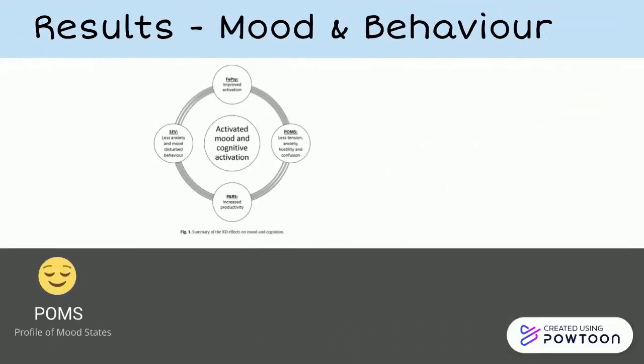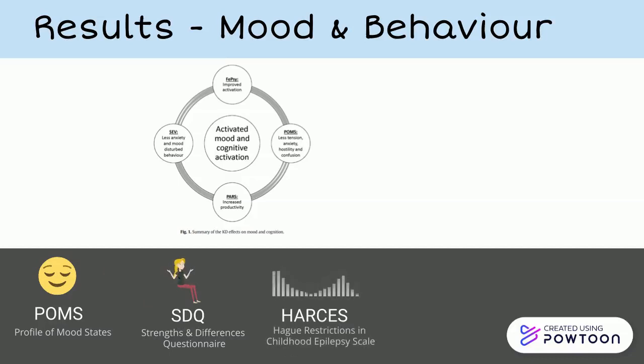A POMS survey was applied, where participants rated their mood. An ST-cubed questionnaire was applied, where participants answered a series of strengths and differences of the diet they followed. An HARCES was rated, where participants rated themselves on a scale based on whether there was a reduction in epilepsy symptoms. And an SEV questionnaire was filled out to rate the children's social and emotional state.